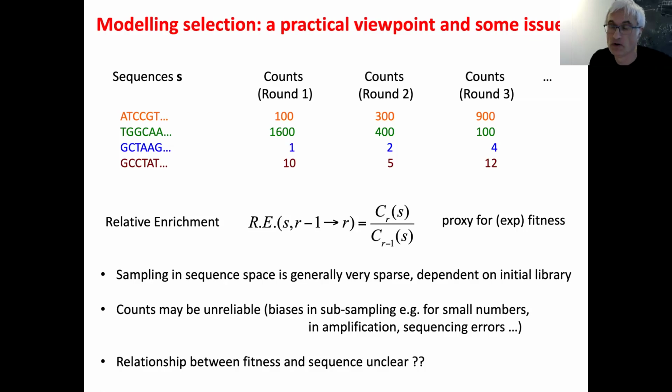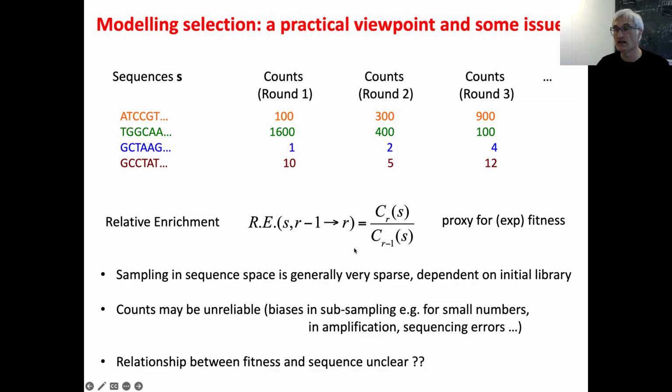And that's not easy. So what people do usually is define some proxy for the fitness, that is, the goodness of a sequence. They simply take the number of counts at some round, let's say R, and divide by the number of counts of the same sequence at the previous round, C_{R-1}(S). And that is called the relative enrichment, which depends, of course, on the sequence and also on the round.